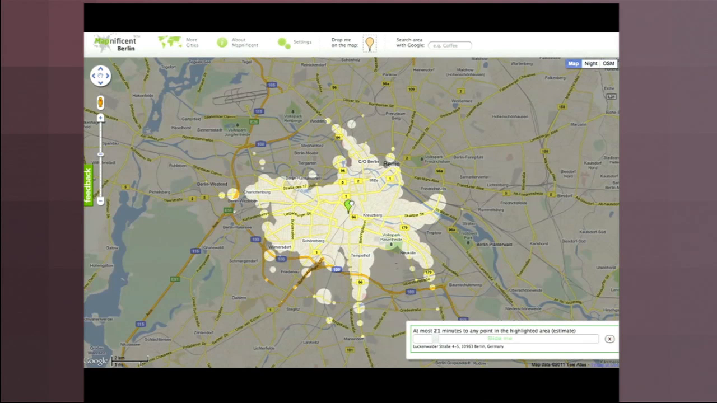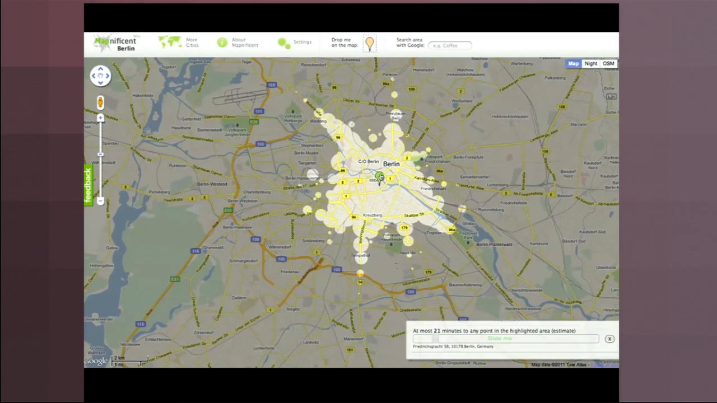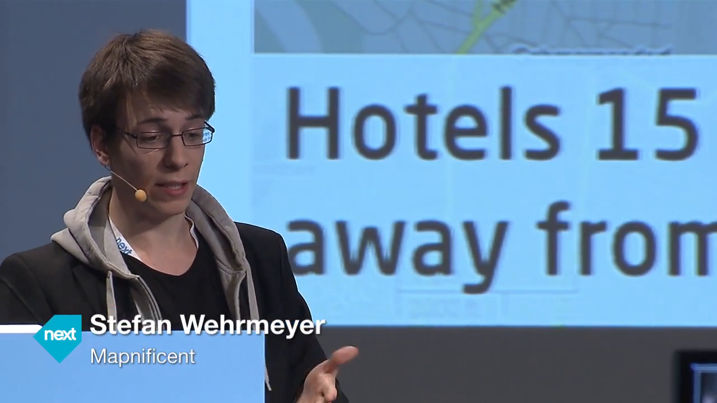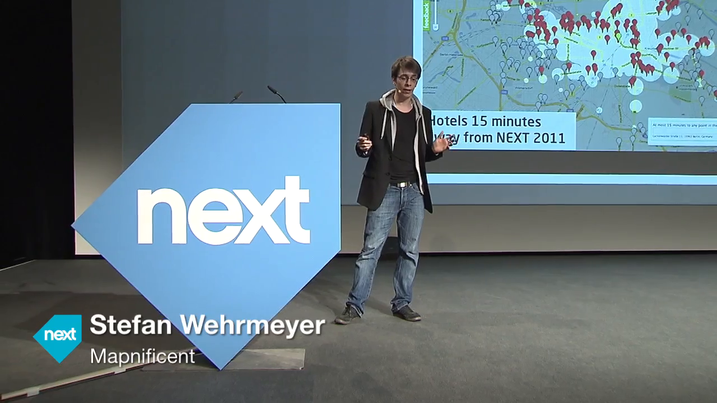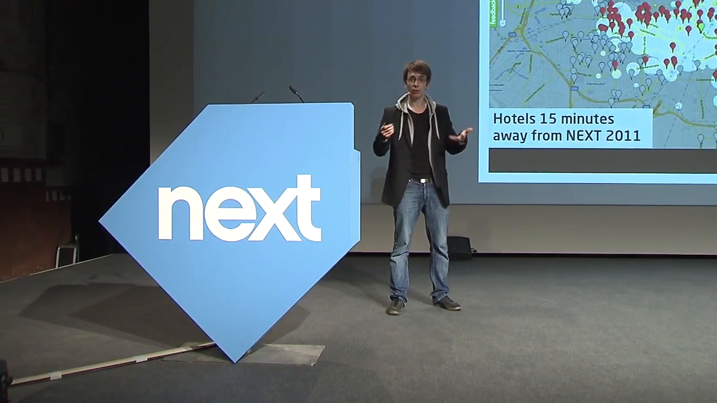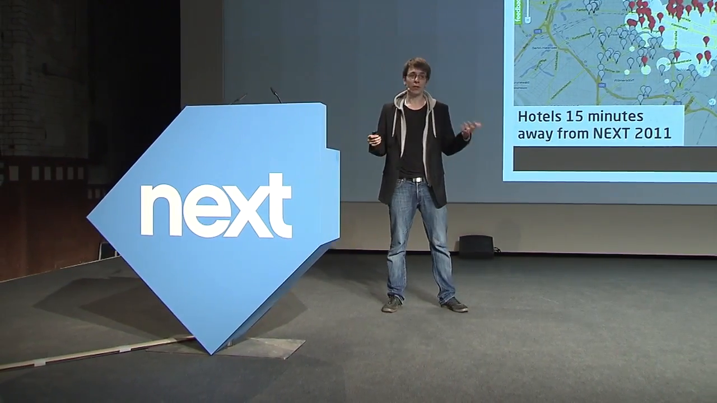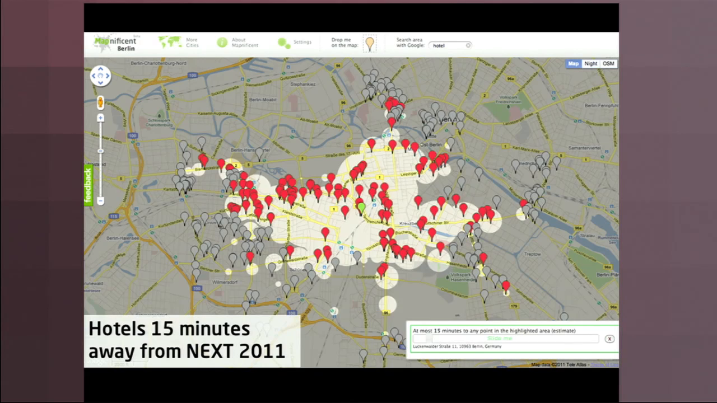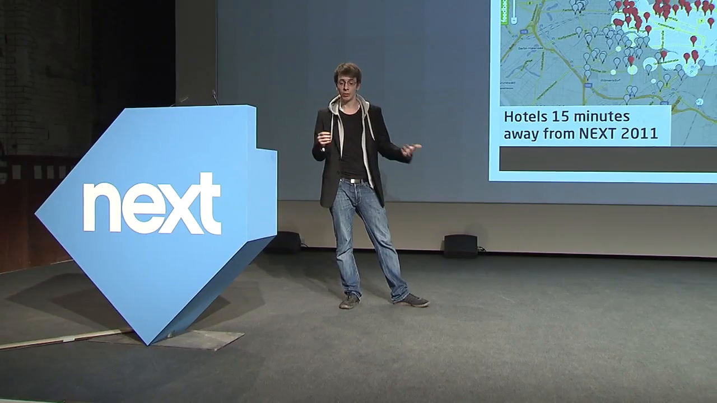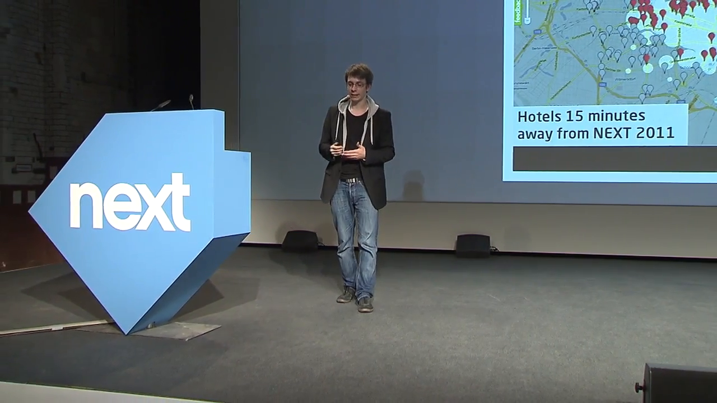You can also drag the point around Berlin and see from other locations how long it takes to reach a certain area. For example, this here is all hotels in reach from this location in 15 minutes. So you come to Berlin, you want to go to the conference, and where do you stay? In a hotel, but you just want a short trip to the conference location. These are the hotels 15 minutes away.